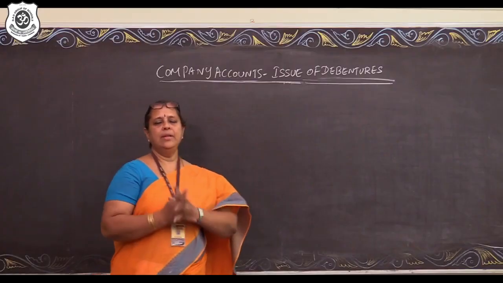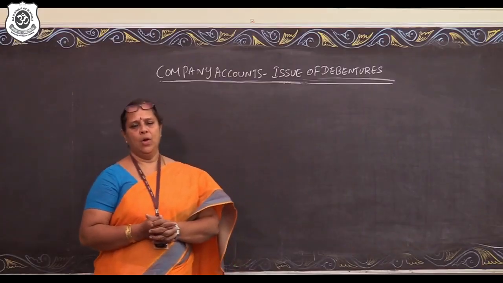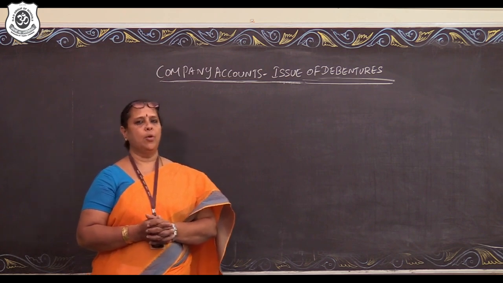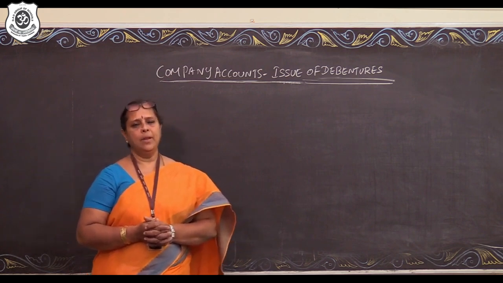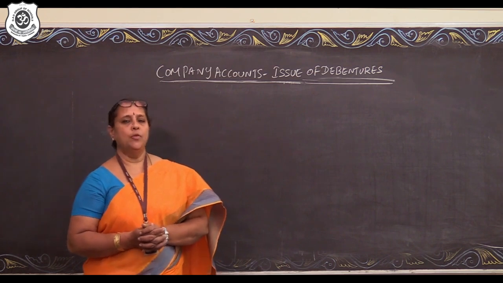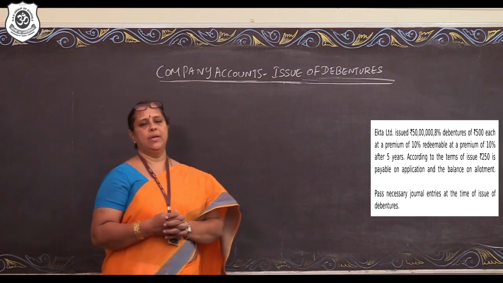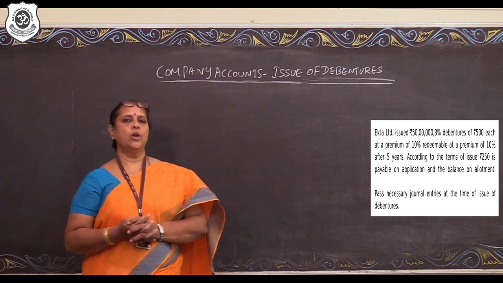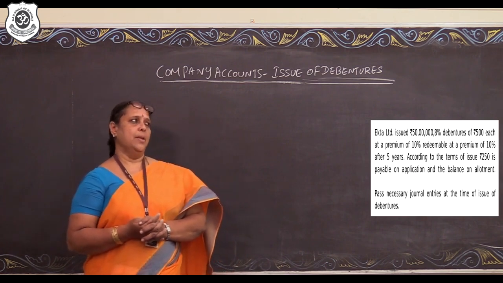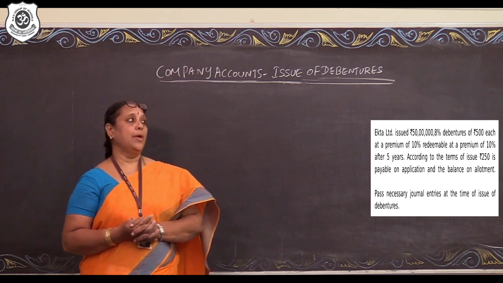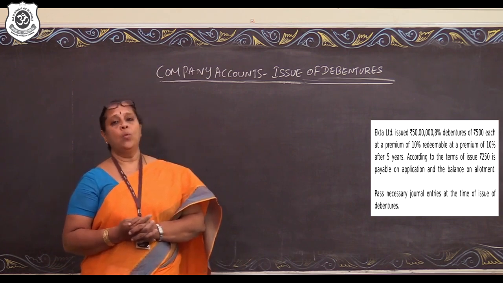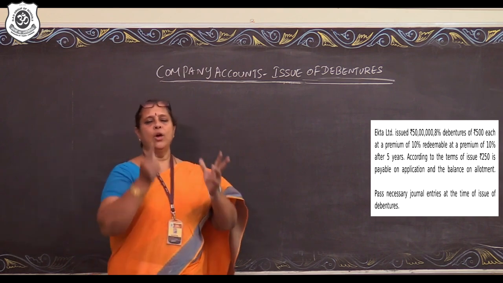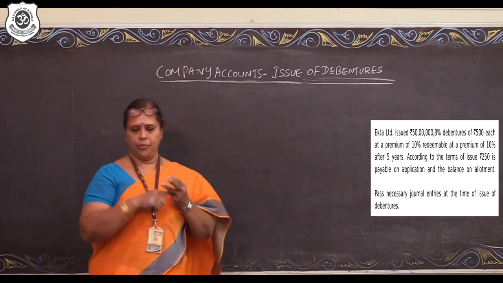Namaste. Having discussed the concept of debentures, now we shall go for the numerical problems in the chapter issue of debentures. The first problem we are going to take up is the issue of debentures for cash. A company has got rupees 50 lakh debentures of rupees 500 each. So what we should be very careful is to note whether it is rupees 50 lakh or 50 lakh.